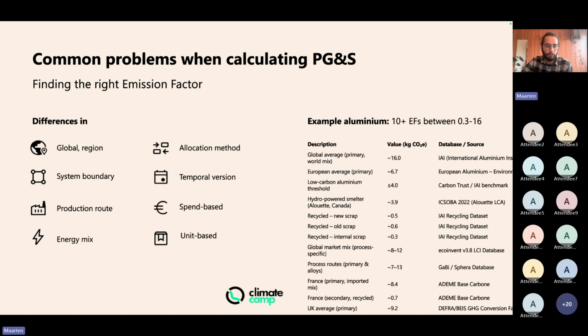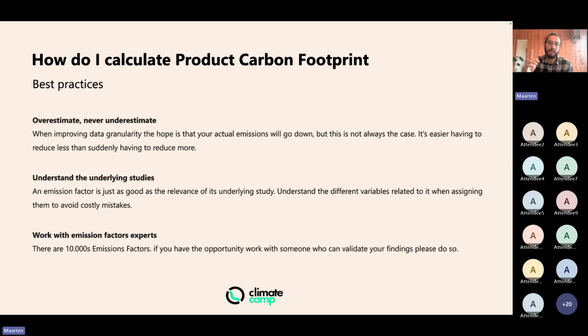So it is really important that you understand the underlying studies, and if you don't, that you work with emission factor experts to validate your findings. You might be a sustainability manager, you might be a quality manager, you don't have the expertise of all the different emission factors and all these different studies.